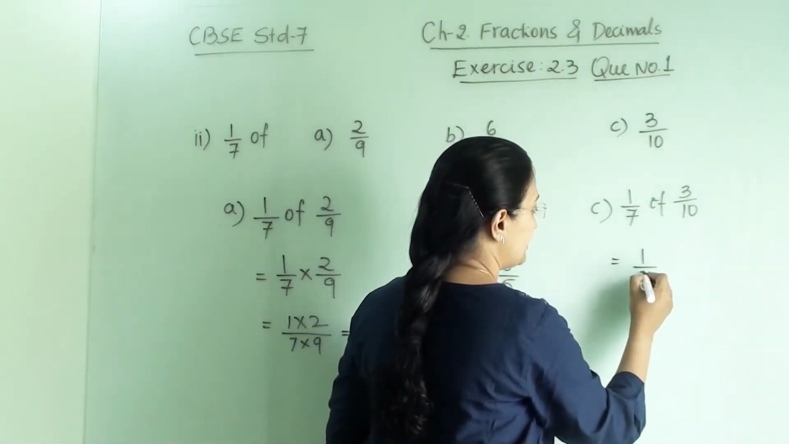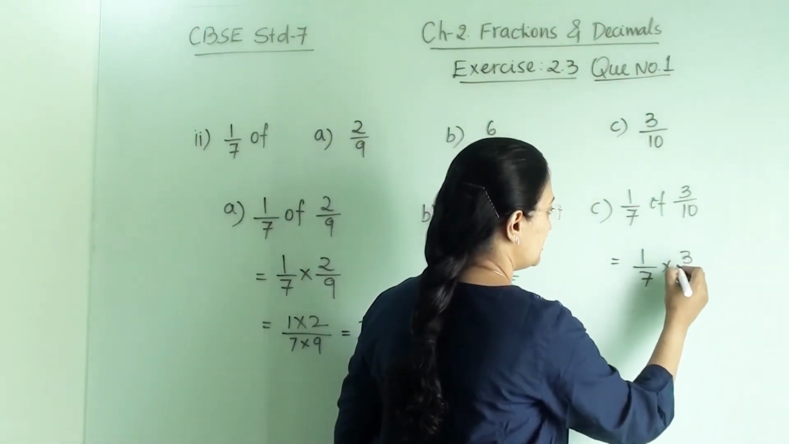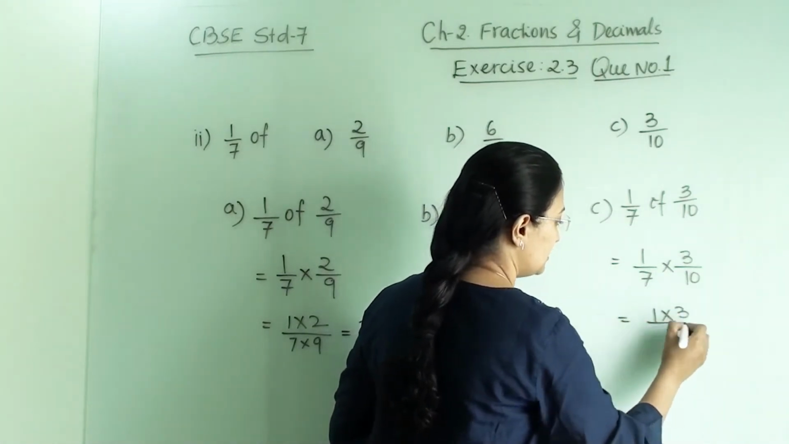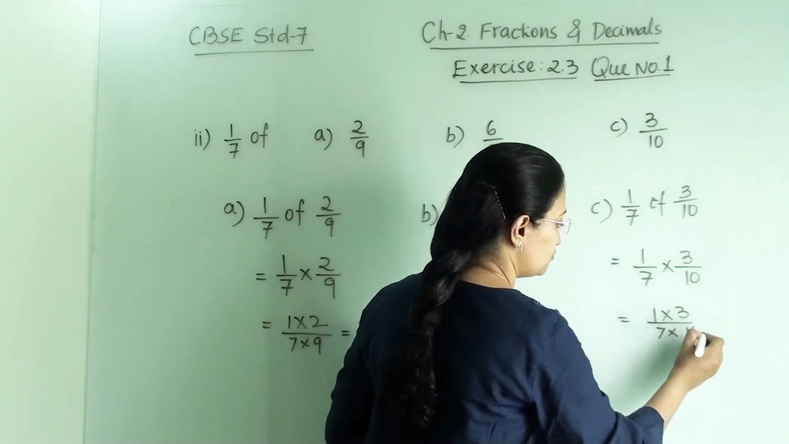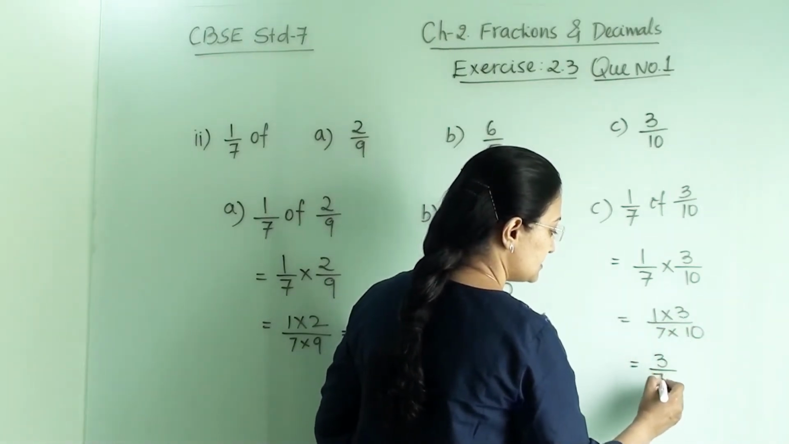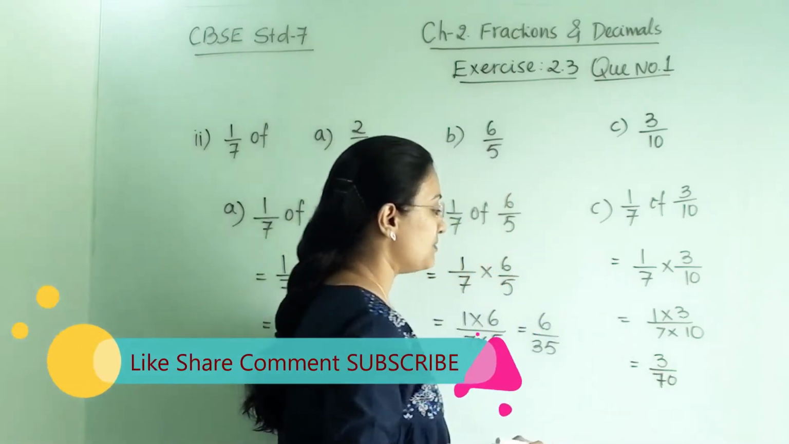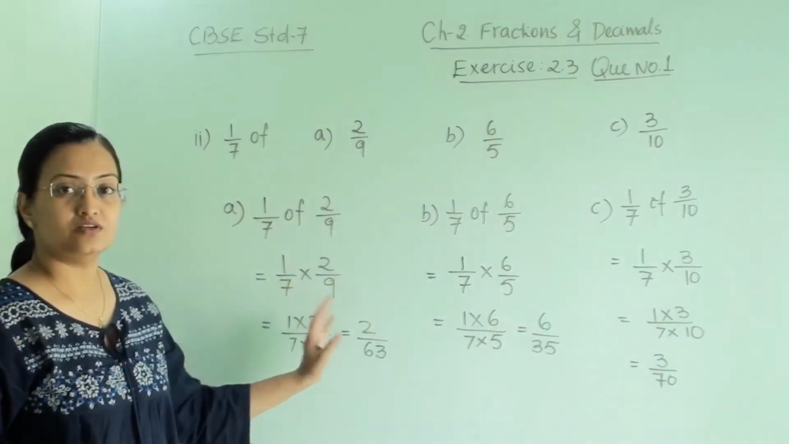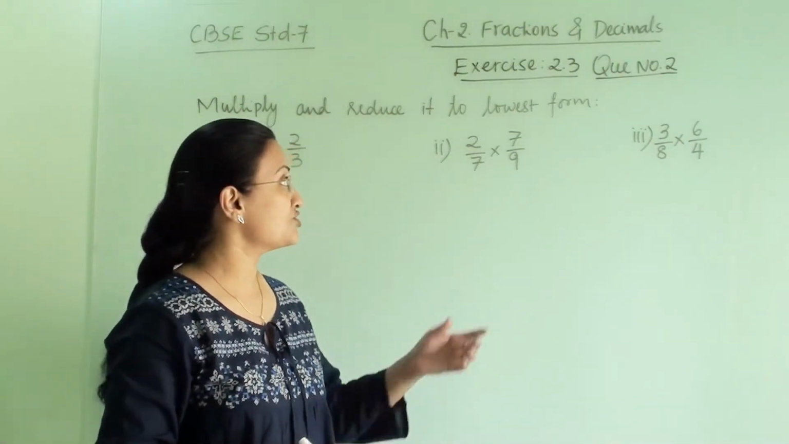Now the next, 1 by 7 into 3 by 10. So we will get 1 into 3 divided by 7 into 10. So the answer is 3 by 70. So 3 by 70 is going to be our answer. So that is how we will solve the multiplication. And this is the question number 2.